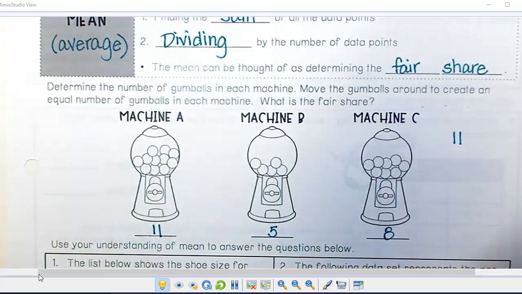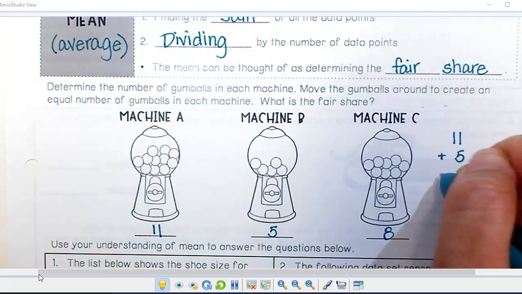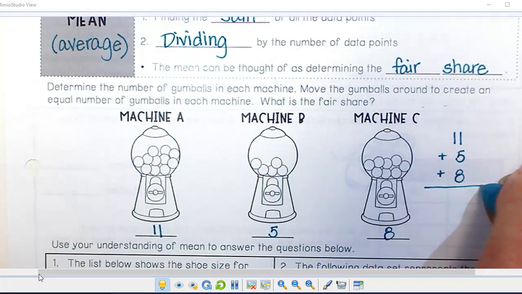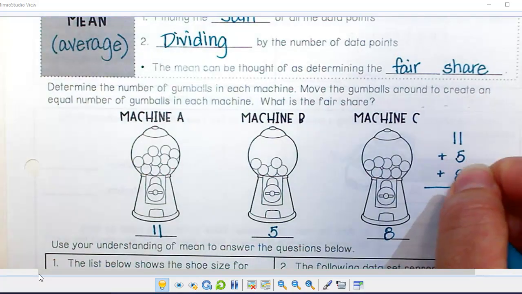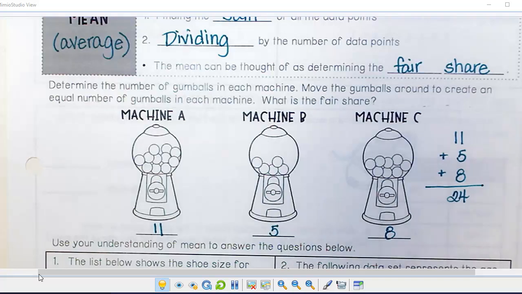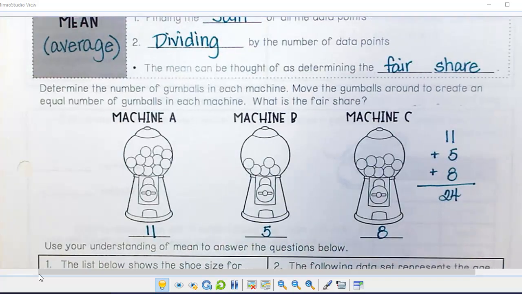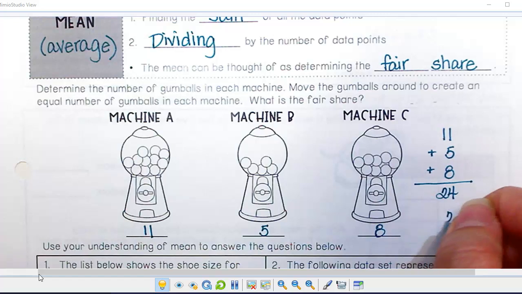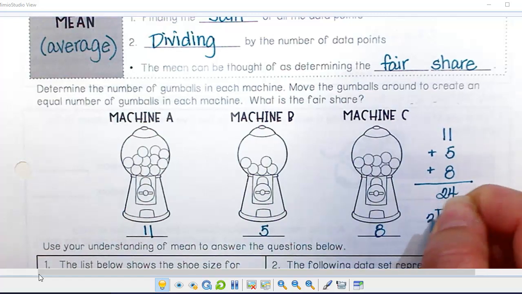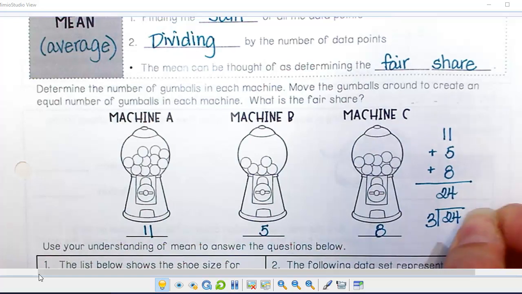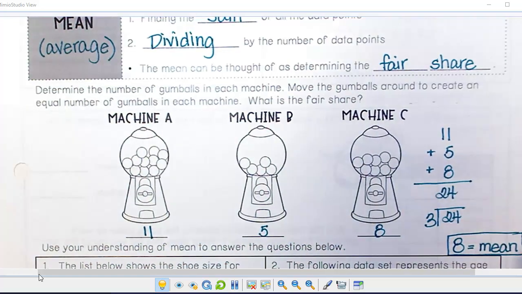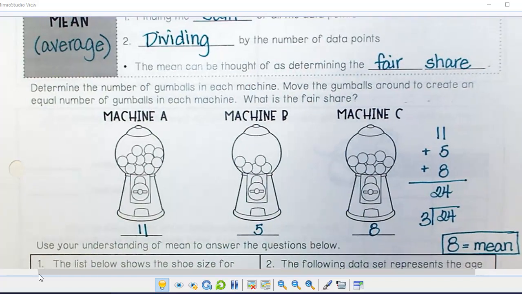So 11 plus 5 plus 8. 11 plus 5 is 16. 16 plus 8 is 24. How many machines do I have? I have 3. So I'm going to say 24 divided by 3, and I get 8. So the mean here is 8. Everybody should get 8 gumballs if everybody gets their fair share.